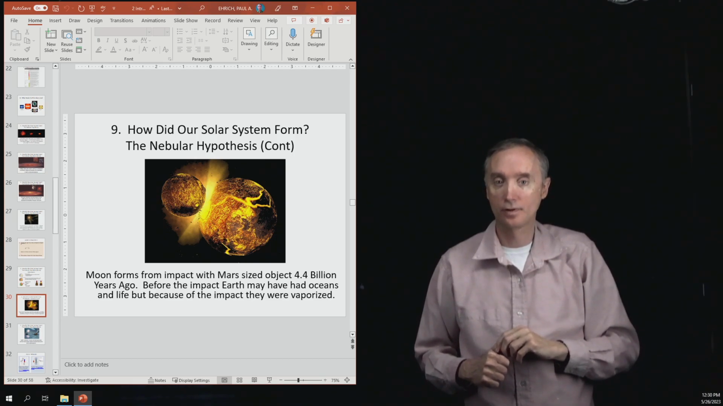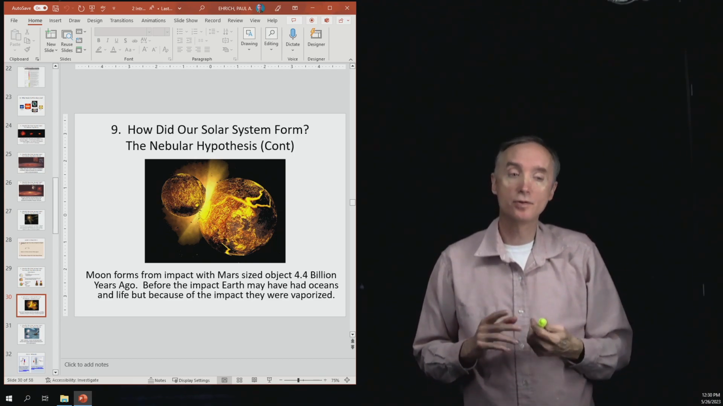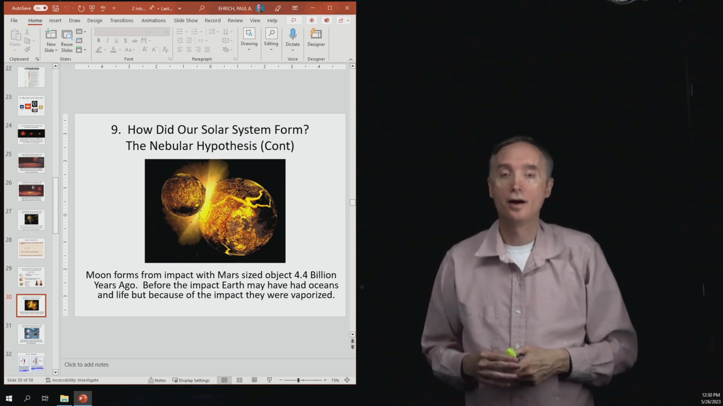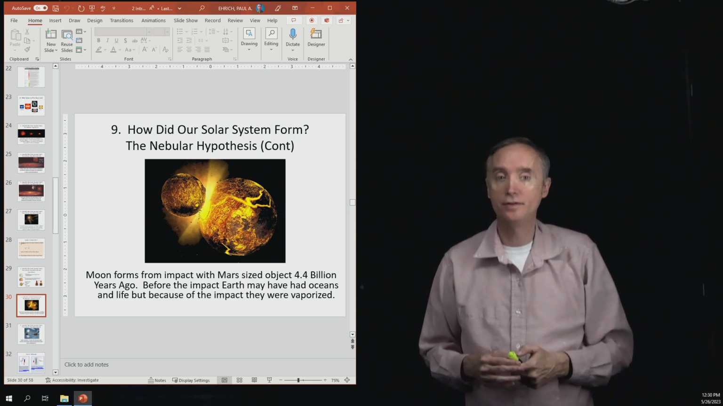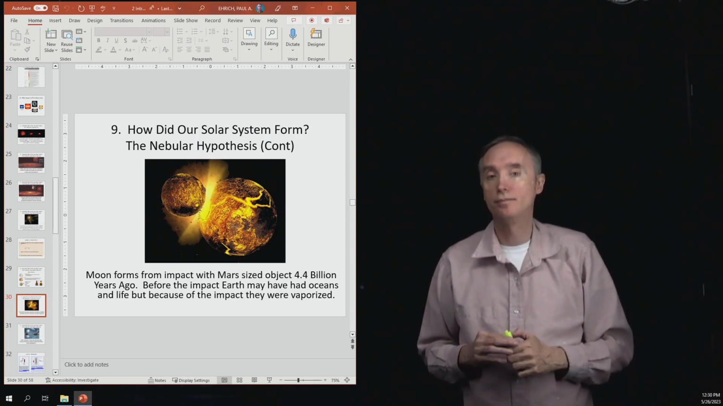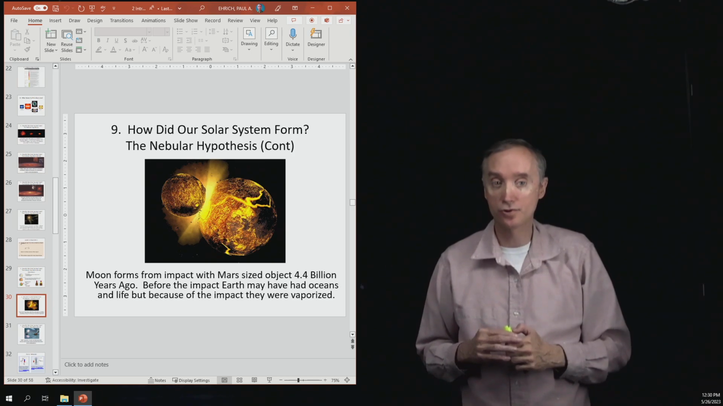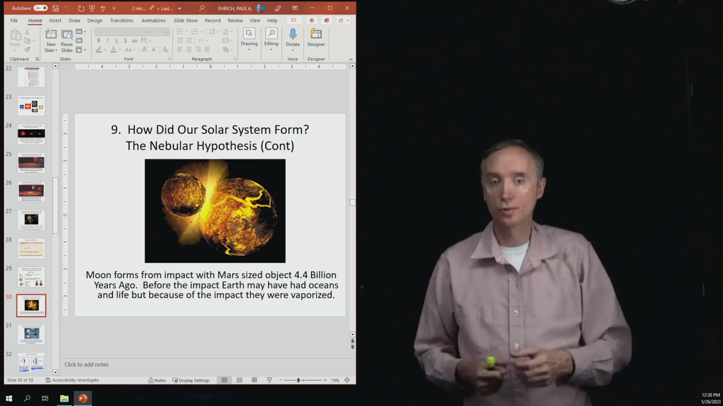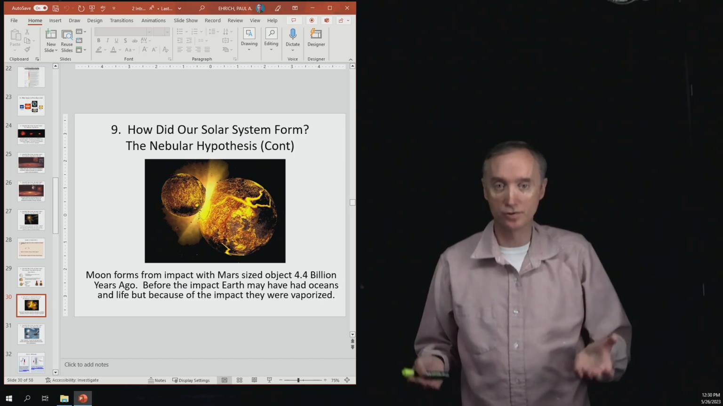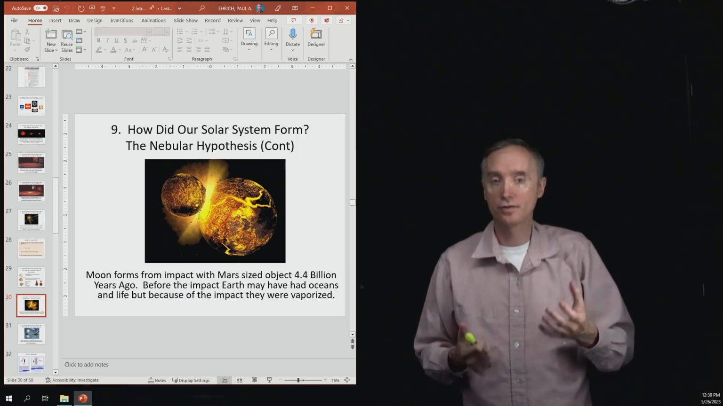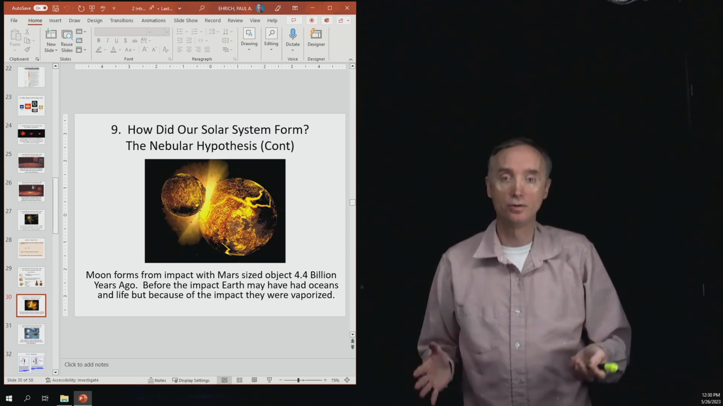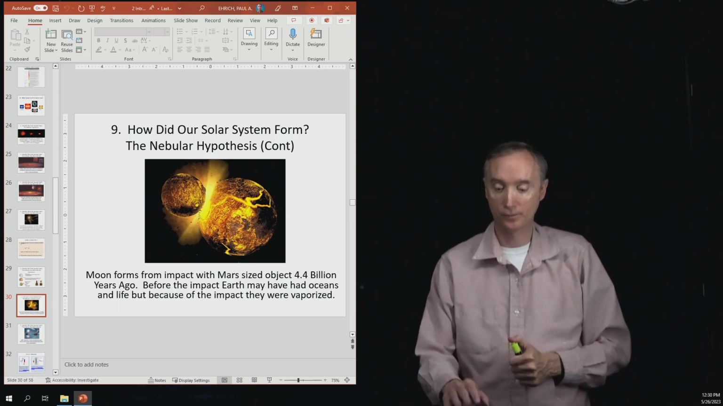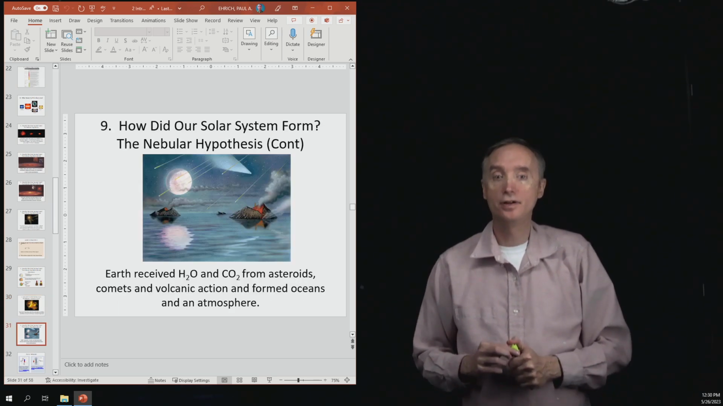Okay, it's also been hypothesized that this Earth Mark I before the collision might have even had an atmosphere, and it might have even had liquid oceans. But this collision was so violent that the oceans were vaporized and the atmosphere was torn off, so that after the collision, the Earth basically had to start all over again in forming its oceans and its atmosphere. So, how did it do it?